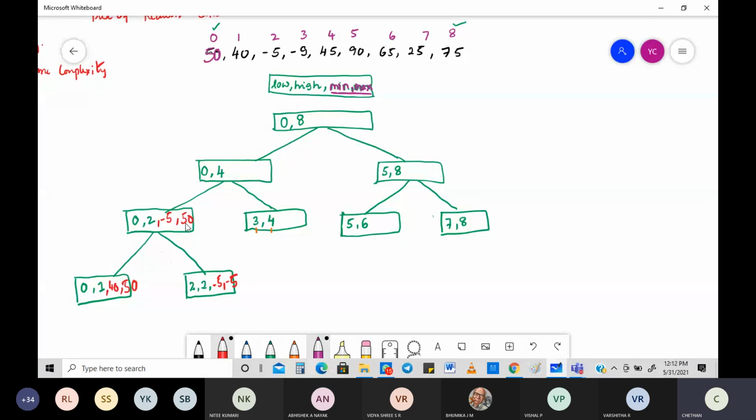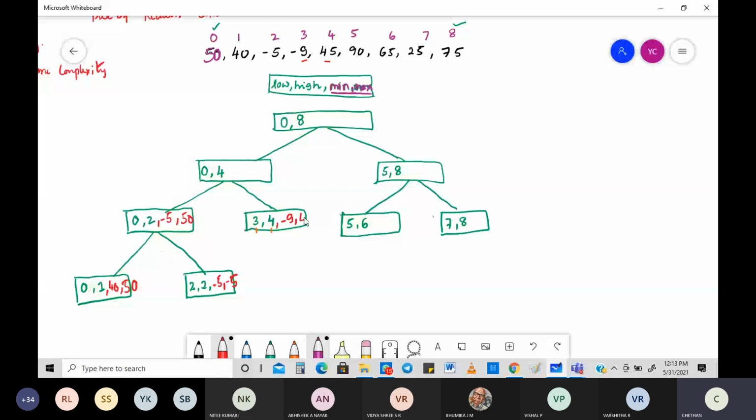See, done. Okay, it is clearly done. Next, go for 3 and 4. Where is 3 and 4? These two. Okay, what is the minimum element? Minus 9. What's the maximum element? Of course, 45. Okay, it is nothing but 45.